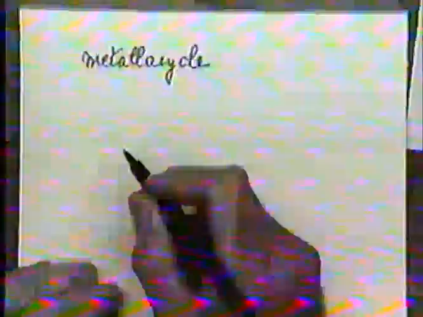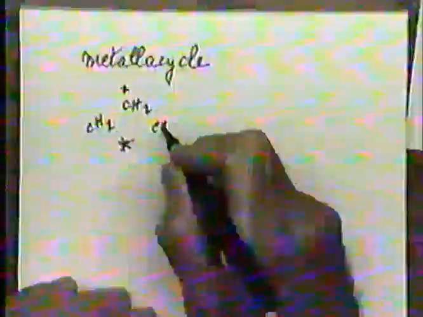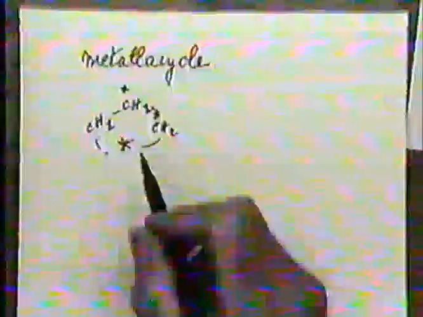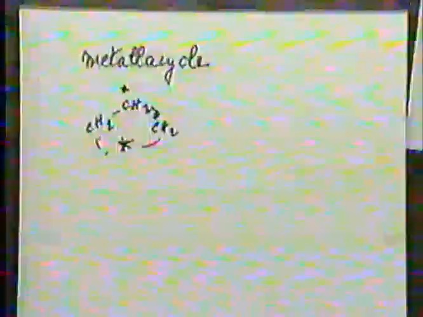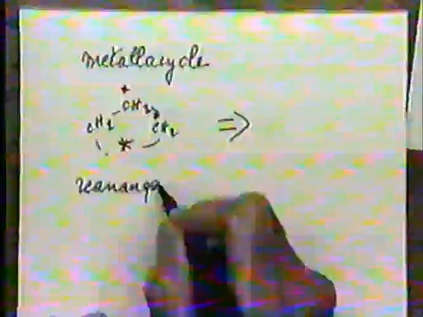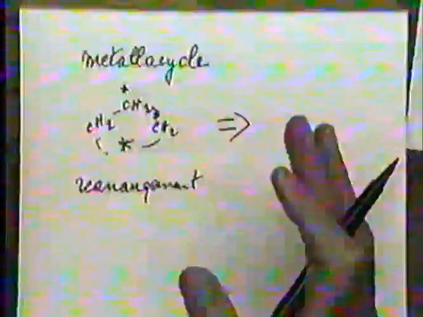So metalla cycle, what is it? Well, you have your metallic center here, and then you have CH2 and CH2 and CH2. Two tagged, one untagged, and it is some kind of cycle. Okay, three carbons and a central metal atom. And then what has happened after the entry step is a rearrangement. Of course, these have names that are different depending on the chemistry, but never mind.